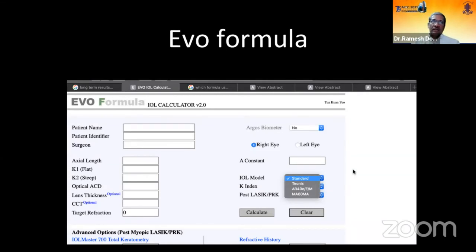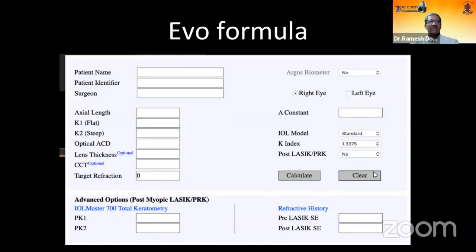Now, Kane is not the only one. The EVO formula was first presented in ESCRS in Portugal. It was discovered by Tun Kuan Yeo of Singapore. And for this also, you need K1, K2, axial length, optical ACD. Optional is lens thickness and the central corneal thickness. This is interesting. These two are optional. This is the only formula, to my knowledge, which has been modeled on the Tecnis group of lenses and also MA60. It is not primarily derived from the Alcon group of lenses. And also, it is primarily derived from the Argos biometer and not from the rest.